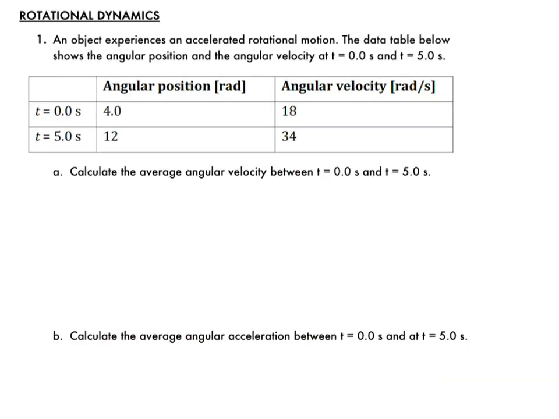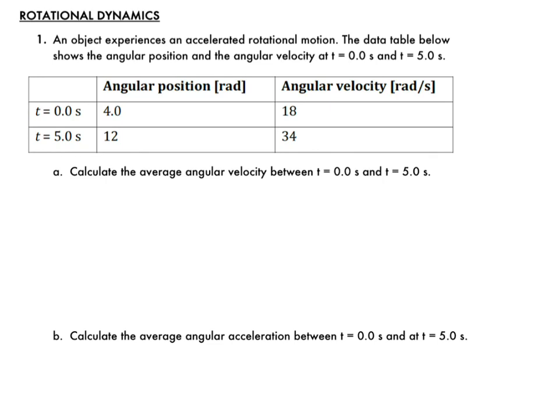Next, here we are going to use rotational dynamics equations for angular velocity and angular acceleration. So here it's given an object experiences an accelerated rotational motion. The data table below shows the angular position and angular velocity at t equal to 0 seconds and at t equal to 5 seconds. And then there is a table given to us.